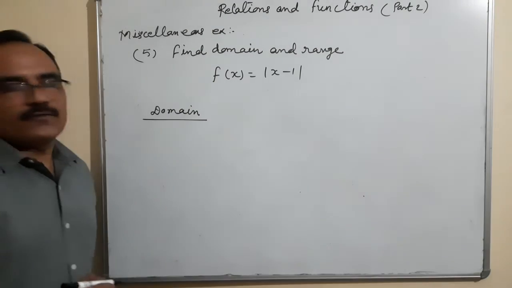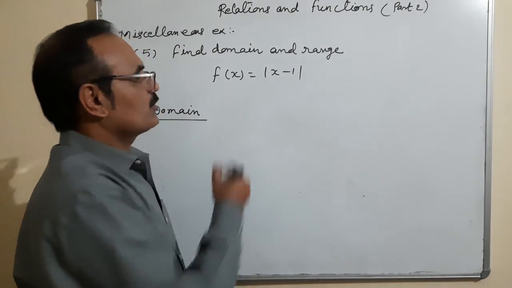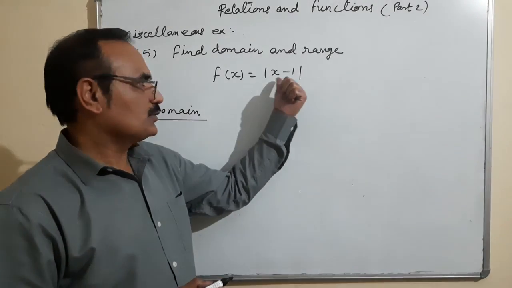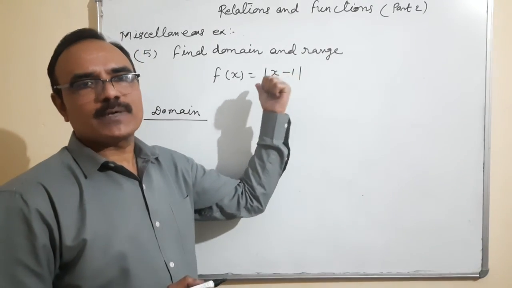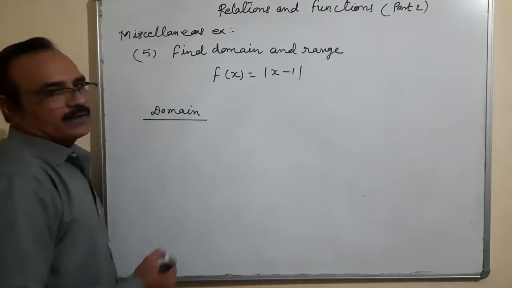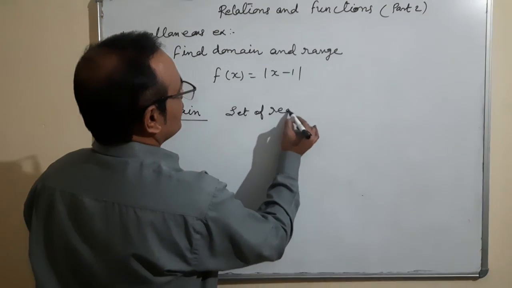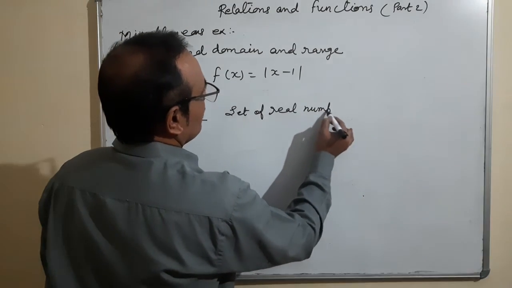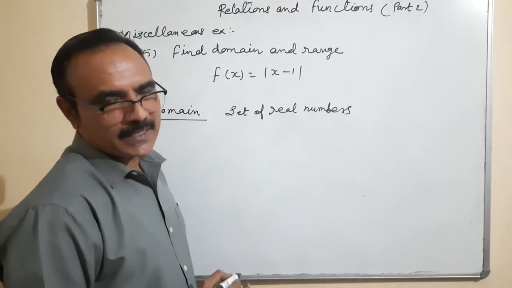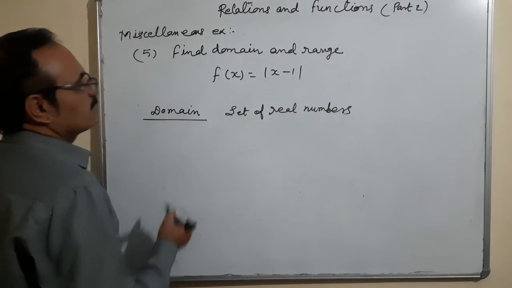Domain. Which value cannot be substituted here? It's a modulus function. In the modulus function, you can put every number here: 0, 1, 2, 3, 4, 5, minus 1, minus 2, minus 3, minus 4, minus 5. There's no problem. So what is the domain? The set of real numbers, because there is no restriction. We can put any number here, and the function is always defined.